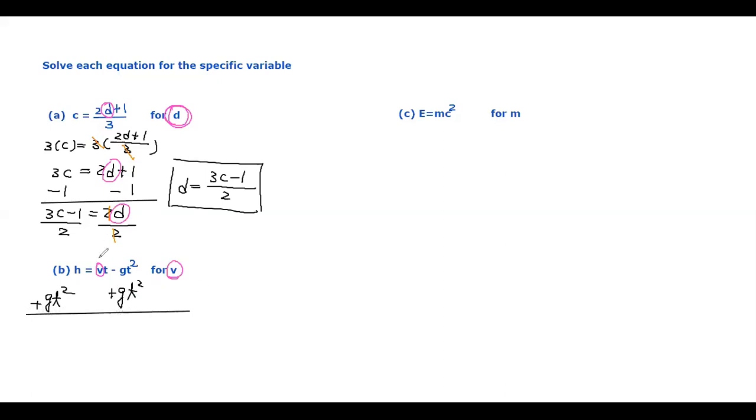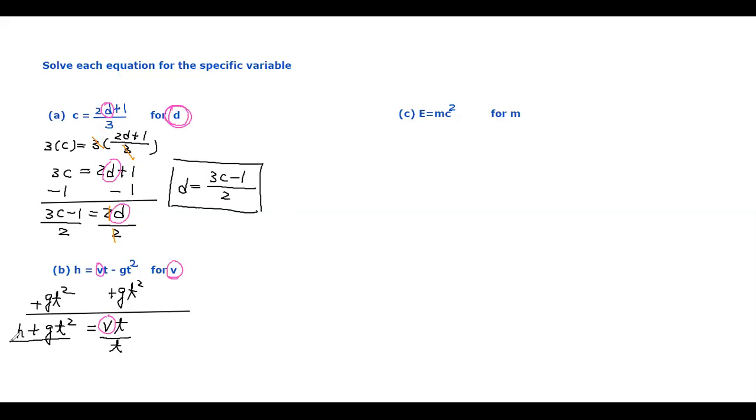Okay, so now the negative GT squared cancels. So on your right-hand side, you only have VT. So what happened to your left-hand side? You have H plus GT squared, right? And I'm still trying to find the V. So in here, I have a T in front. So what do I need to do? I need to divide by T, right?